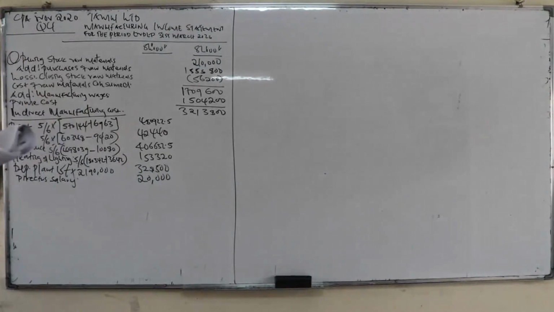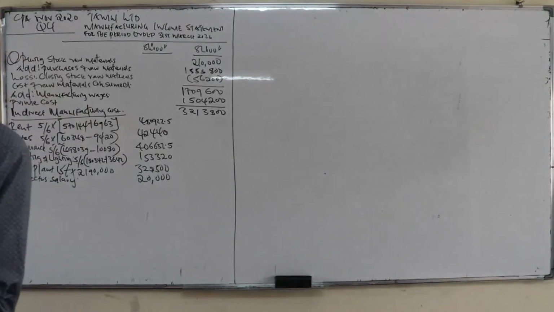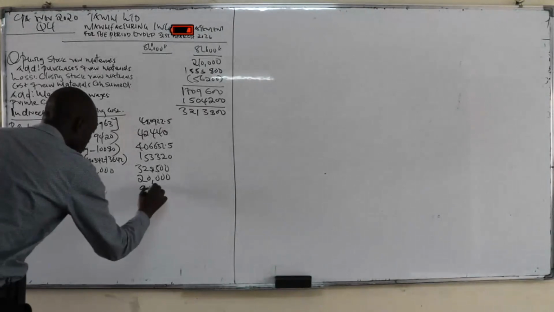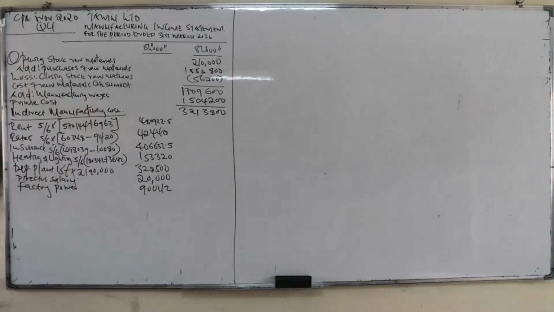So remember, we're only identifying factory expenses first. So we are through those ones. We are through the factory expenses that required adjustments. So we go and pick others that do not require adjustments in the trial balance. Like for instance, we have factory power. Factory power, how much is it? 90,042. That is a factory.